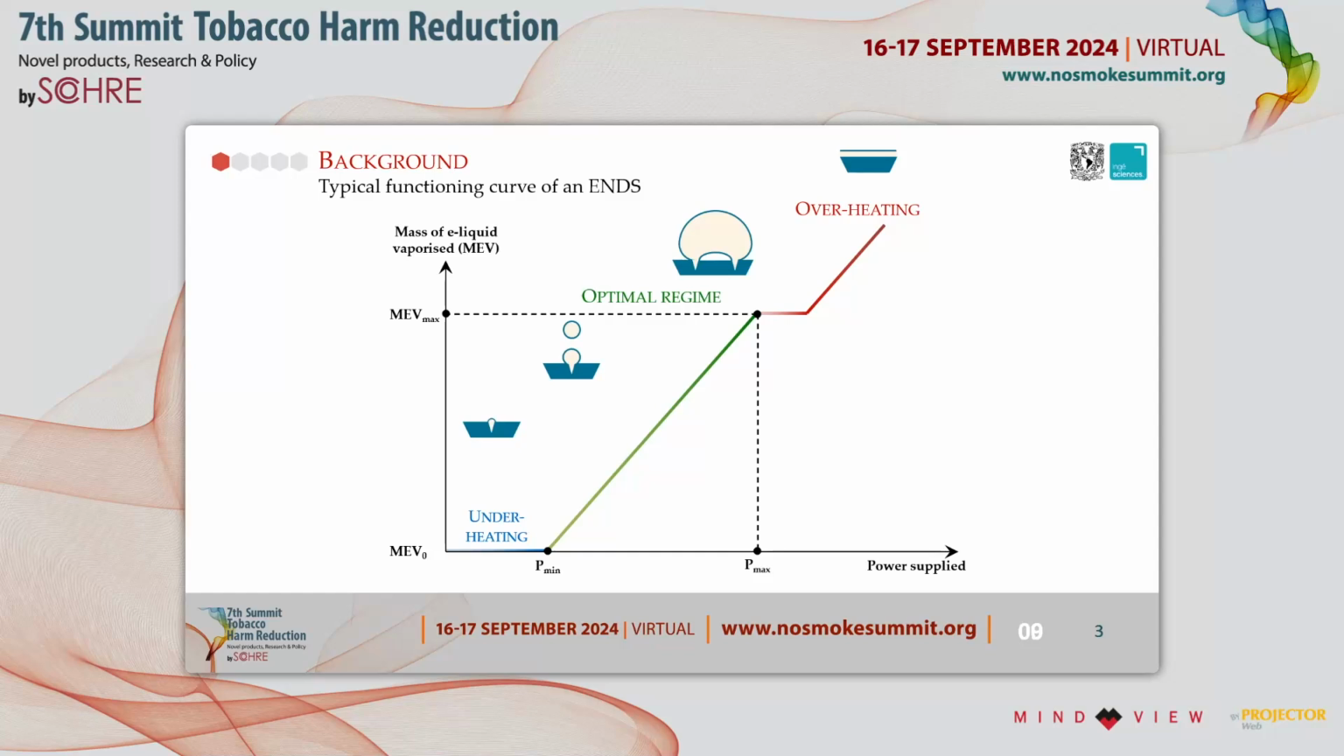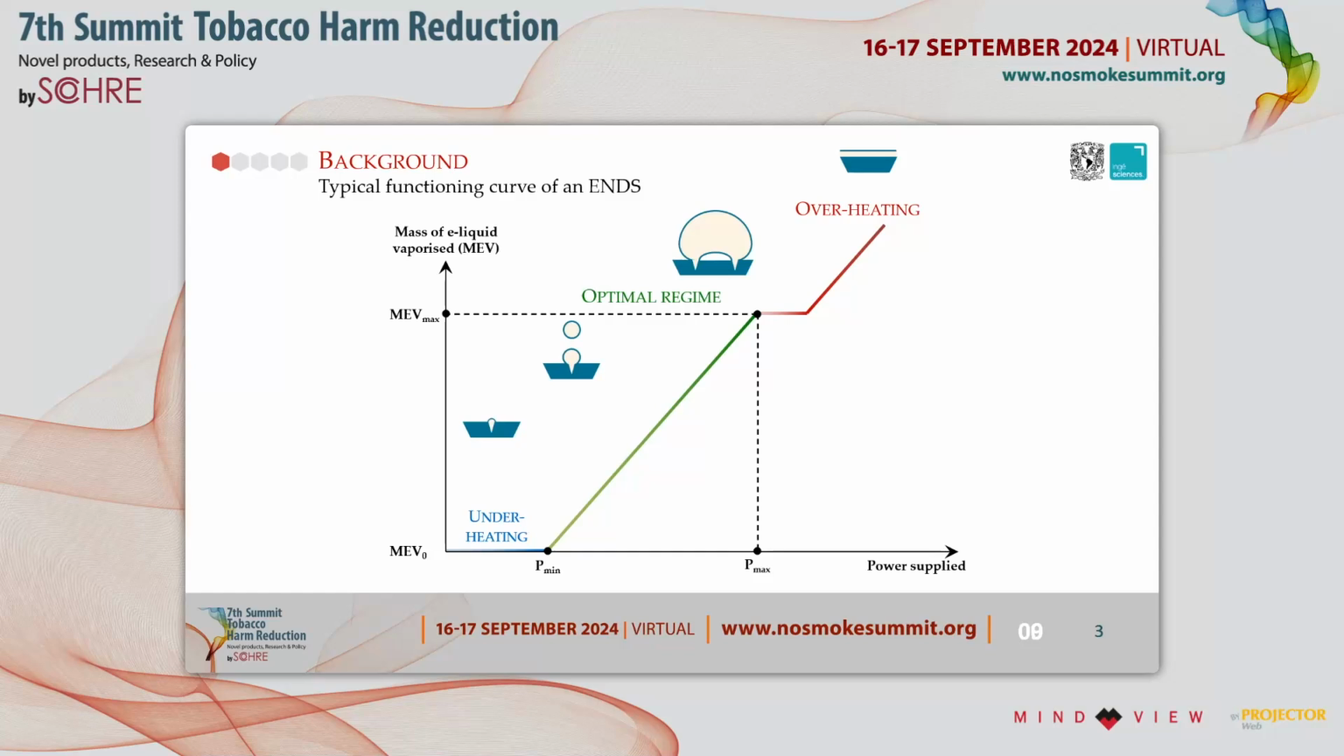From that point, increasing the power leads to a linear increase of the mass of liquid vaporized. This linearity is the main characteristic of the optimal regime, where boiling occurs in a nucleate form. At the maximal power, this linearity is broken and the mass of liquid vaporized shows a transition before starting a new increase, introducing the overheating condition.